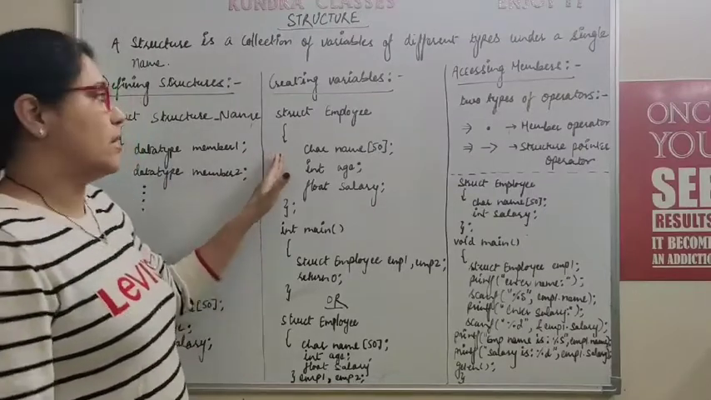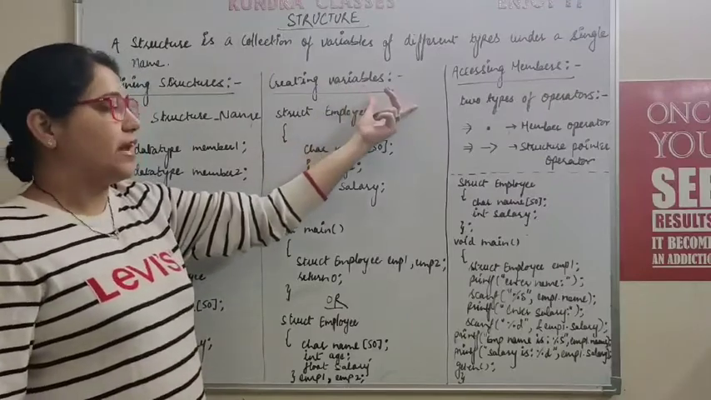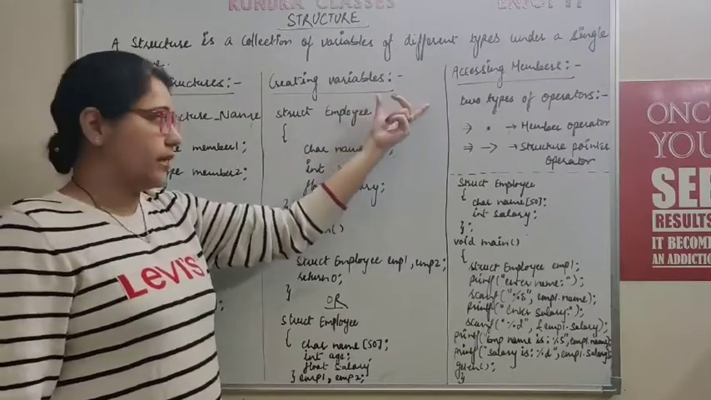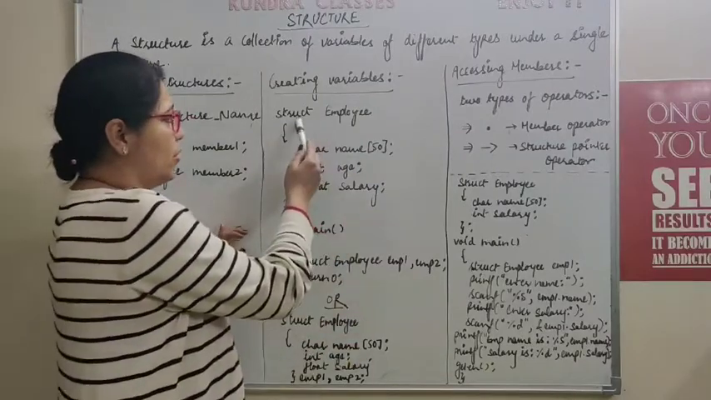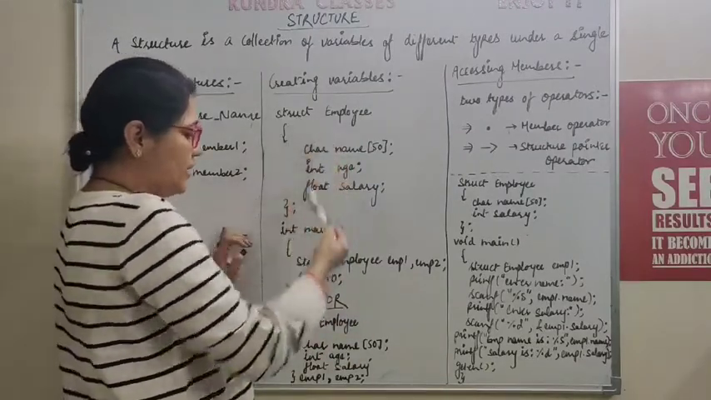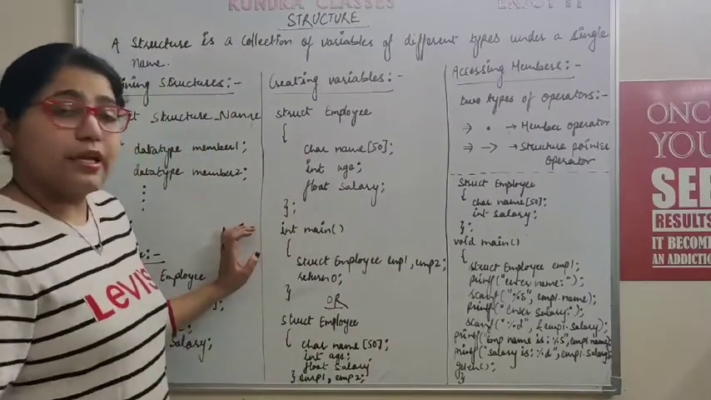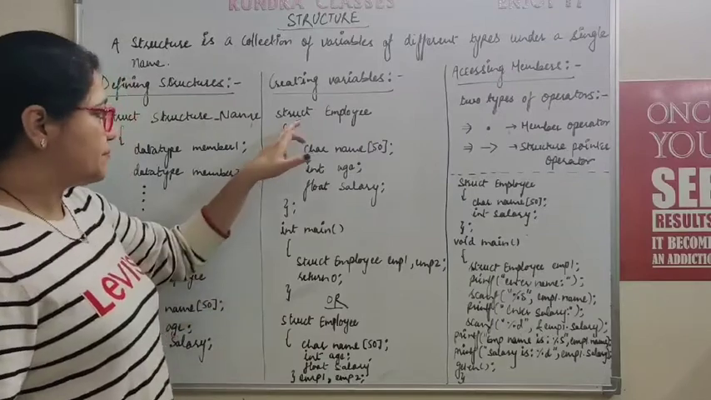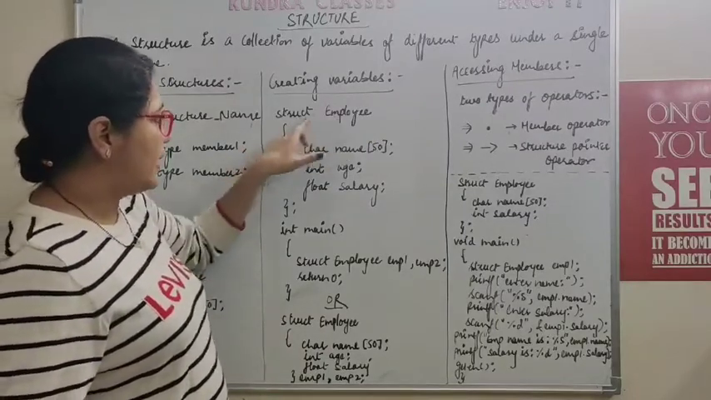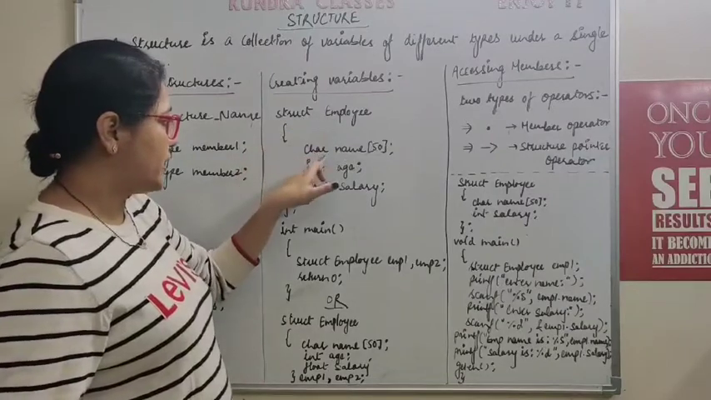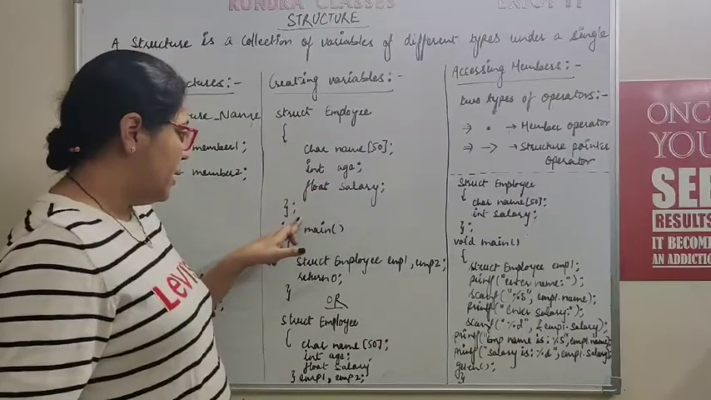After defining a structure, we need to create variables. सबसे पहले हमें define करना होगा, फिर हम variables create करेंगे. If you want to use a structure, variable creation is necessary. So in this case, we can do it in two ways. दो methods से हम कर सकते हैं creation of variables in structure. The first method is this way. हमने structure बना लिया, struct employee, char name 50, int age, float salary, and semicolon.